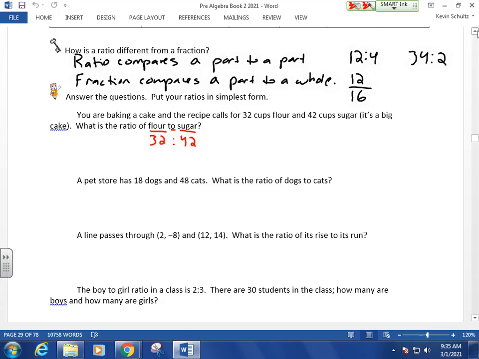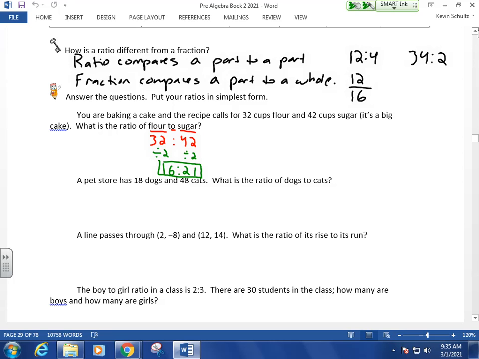What can you divide both of those by? Annika? 16. Oh, you divided by 2. Yes, I thought you were saying you divide by 16. Yeah, divide each of these by 2. And we get the simplest form final answer ratio of 16 to 21.